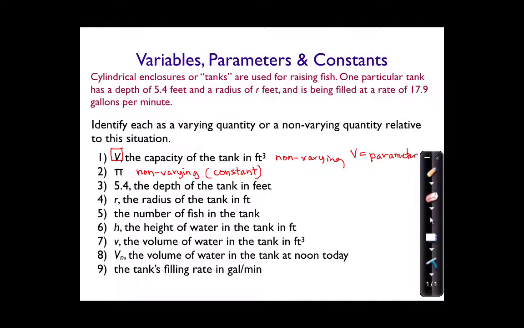All right, so what about number 3, 5.4, the depth of the tank in feet? Is that varying or non-varying? Non-varying. What about 5.4? Is that a constant or a parameter? It's a constant. It's not something you need to look up, we just have a system of numbers and that's one of them. So this is, I guess, a mathematical constant. But it's definitely not a varying quantity. 5.4 is just a constant.